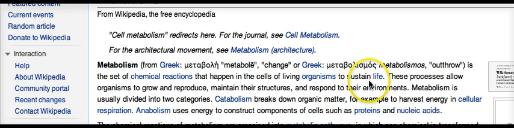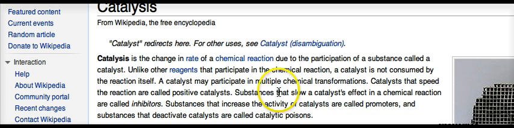All right, metabolism is the set of chemical reactions that happens in the cells of living organisms to sustain life. Metabolism is divided into 2 categories. Catabolism breaks down organic matter, and anabolism uses energy to construct compounds. So metabolism includes both catabolism and anabolism, okay? Now, catalysis is a reaction that uses catalysts, enzymes, and has to do with the change in rate. So that one's definitely out.